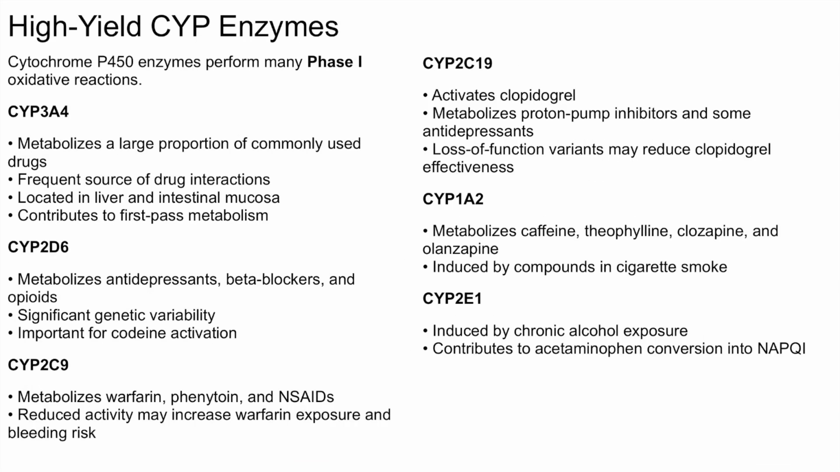So these are the high-yield cytochrome P450 enzymes that my program needs to know. These are just pretty high yield, so I'm going to run through these. So cytochrome P450 enzymes perform many phase 1 oxidative reactions. CYP3A4 metabolizes a large portion of commonly used drugs and is found in both the liver and intestinal mucosa, making it a frequent source of drug interactions and first-pass metabolism.